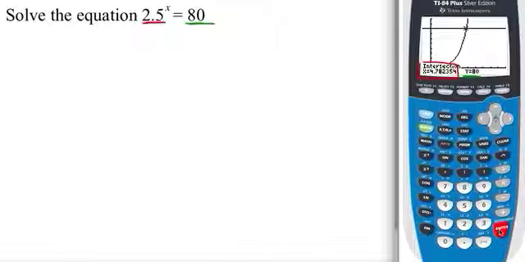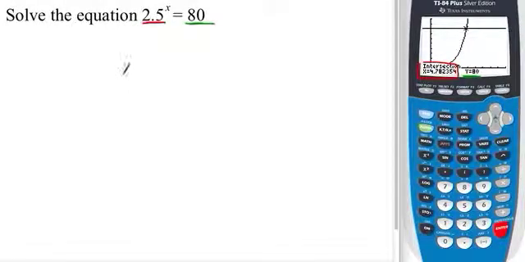X is 4.782354. So we would say for this problem, x equals 4.78. Okay? And that's all we need to do. That is the answer for this equation. And we can use our calculator completely to do this. The only trick is to set up the window.